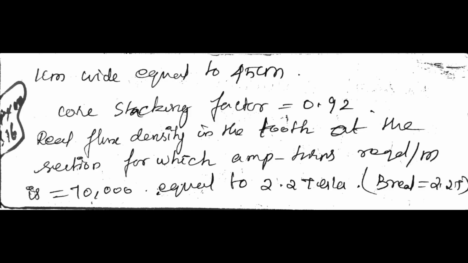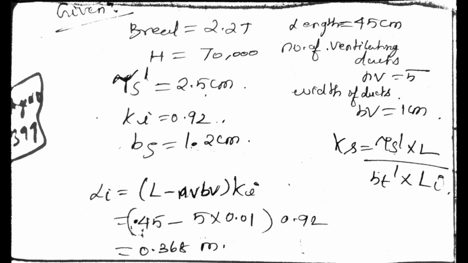Problem continuation. Question: each duct 1 cm wide, length 45 cm. Core stacking factor is 0.92. Real flux density in the tooth at the section, for which ampere turns required per meter is 17,000, is equal to 2.2 Tesla. B real is 2.2 Tesla. In the theory class, the formula for the steps for calculation of air gap length was given. Following that formula, we design this problem.